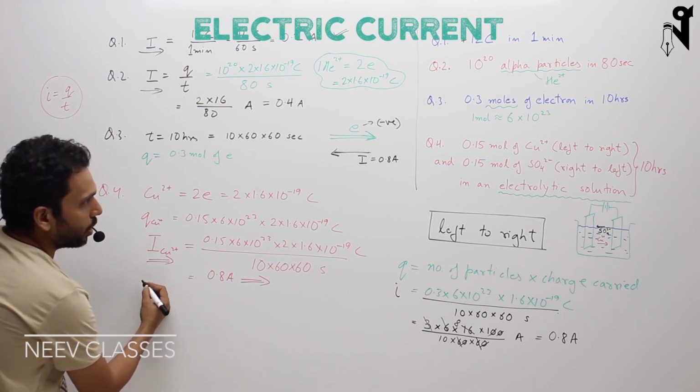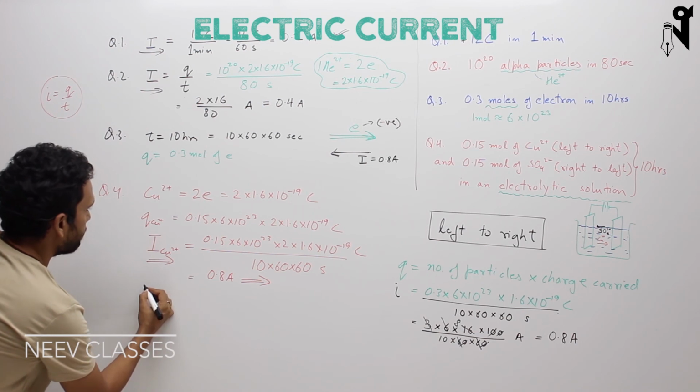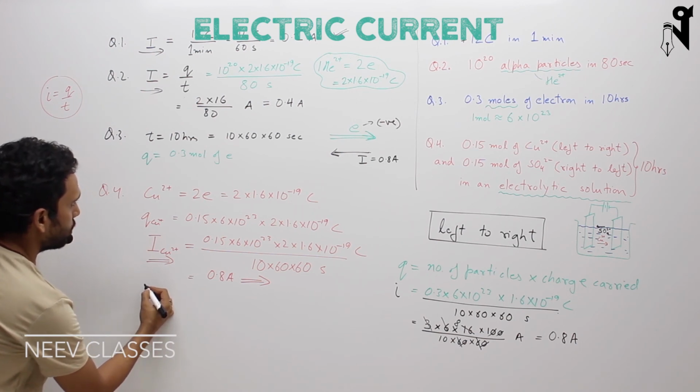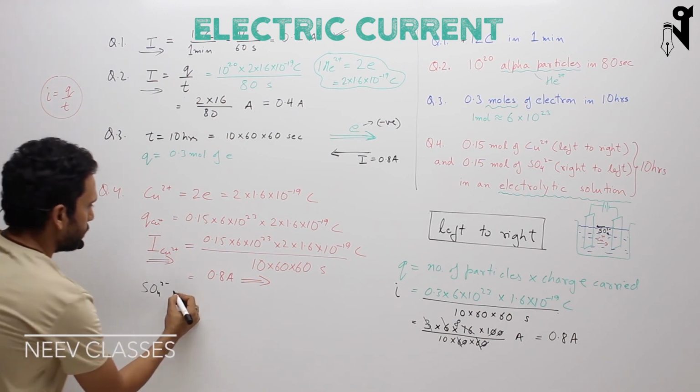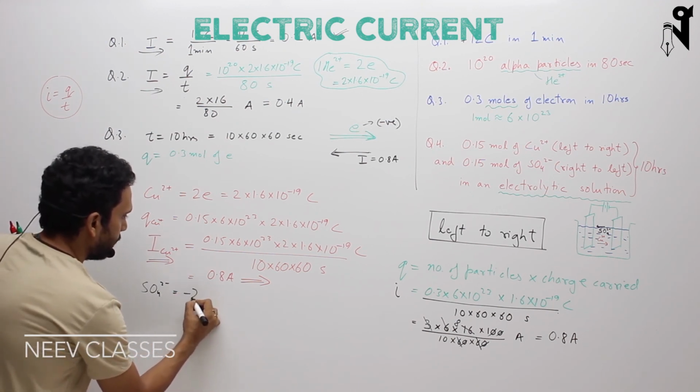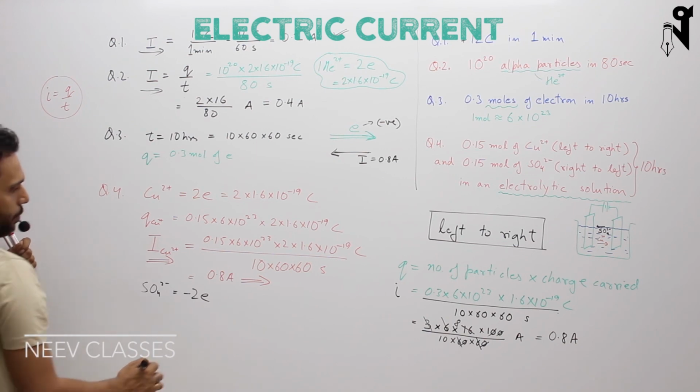The current constituted by sulfate would be, let us figure out how much is the charge on a sulfate. Sulfate ion is 2 minus, that means it again has minus 2 elementary charge.